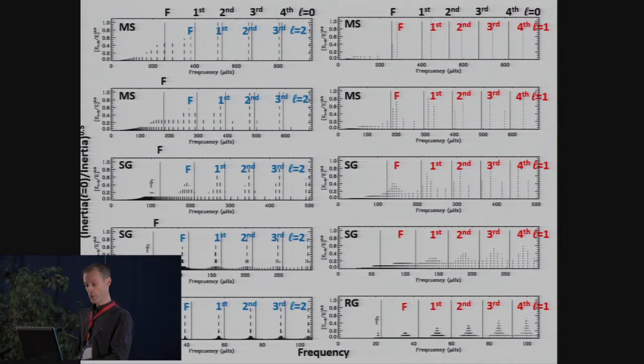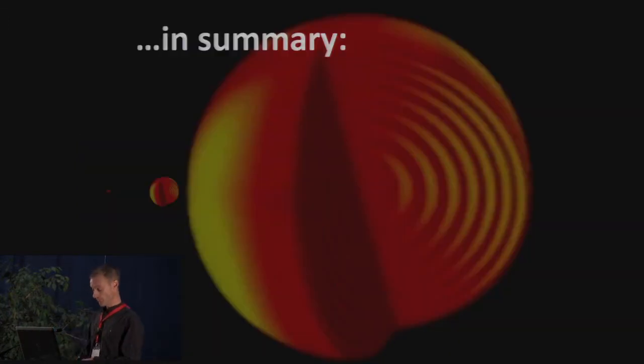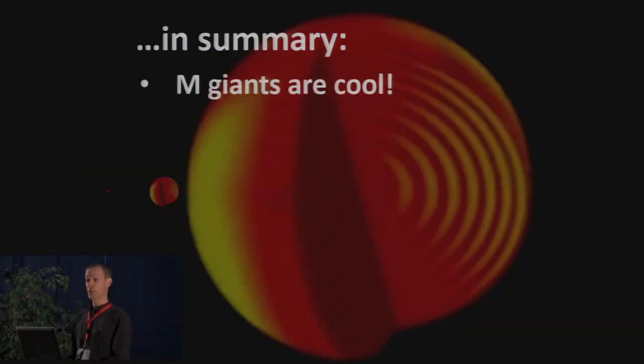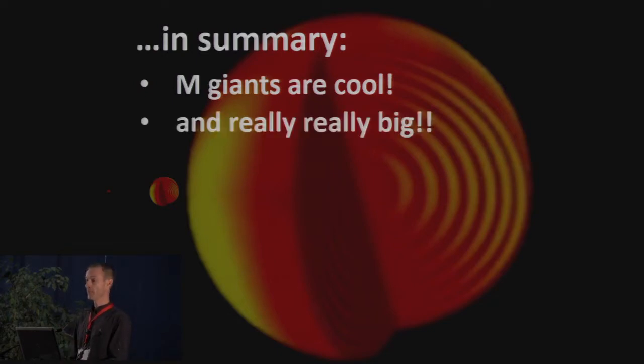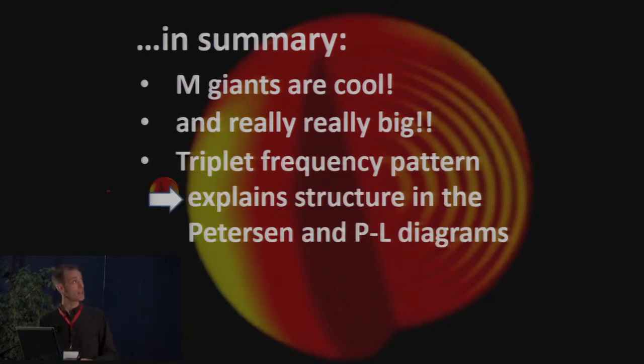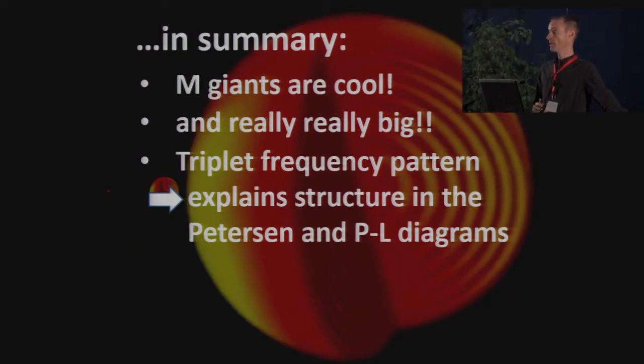So I would say in summary, M giants are cool and really, really big. But not only that, we have seen that their frequency spectra show triple structures, which now completely explains the patterns that we have seen early on for years and scratching our heads what the heck they were, that they are just that. It's just typical solar-like spectrum taken to the extreme, where we have non-asymptotic behavior.